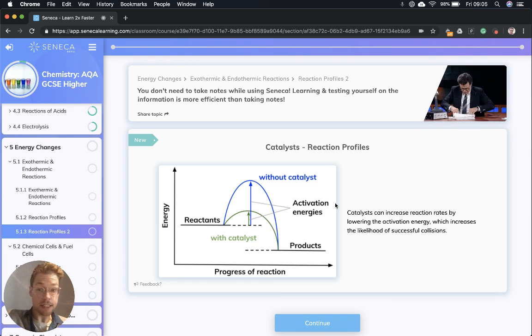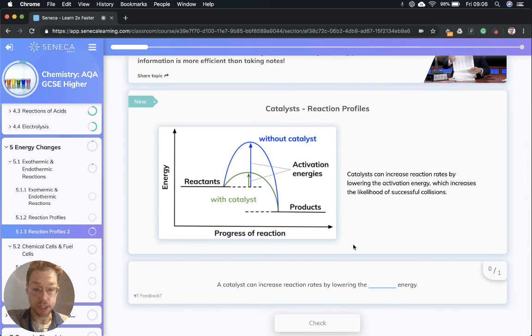So catalysts are really important because they can increase the rate of a reaction, and they do this by lowering the activation energy. And whenever we're talking about reactions and energy, we think about collisions. Molecules collide, and if that collision is successful, it means that the reaction can occur. So by lowering the activation energy, it means that there are more successful collisions.